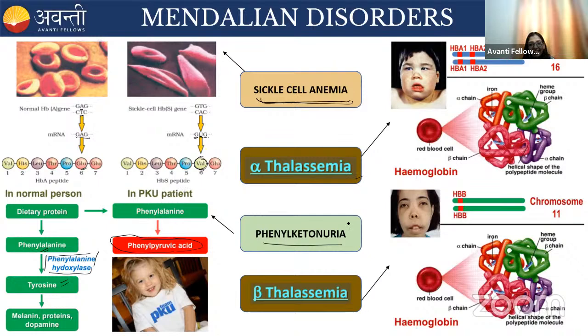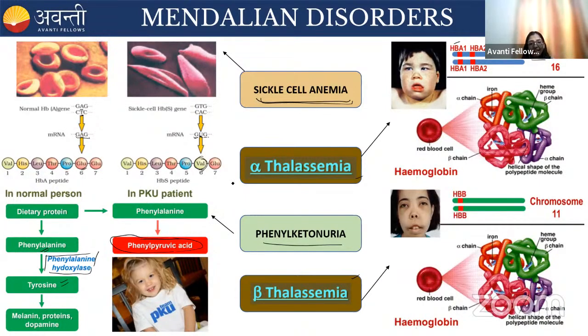Next one is thalassemia. Thalassemia is an autosomal recessive disorder, and there are two types, alpha thalassemia and beta thalassemia. In alpha thalassemia, two genes are involved, HBA1 and HBA2, and both are present on chromosome number 16. If the defect occurs in these genes, the alpha chains will not be produced. We know that hemoglobin has a quaternary structure with 4 subunits, 2 alpha chains and 2 beta chains.